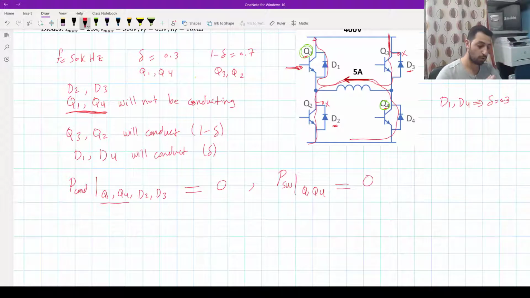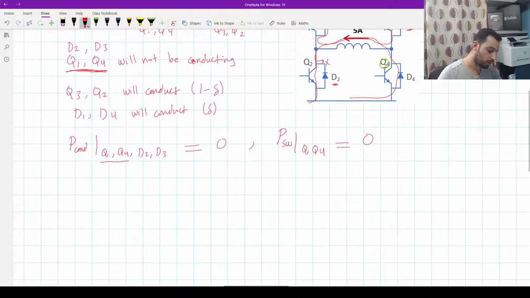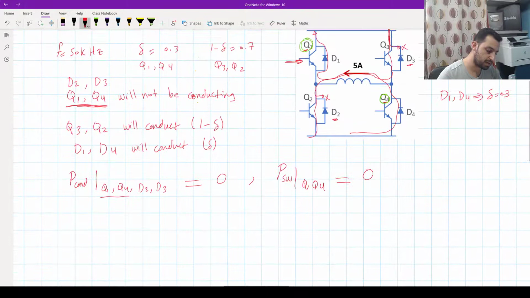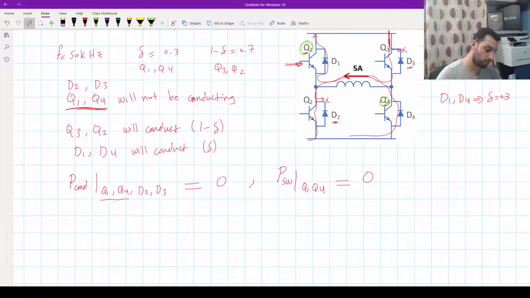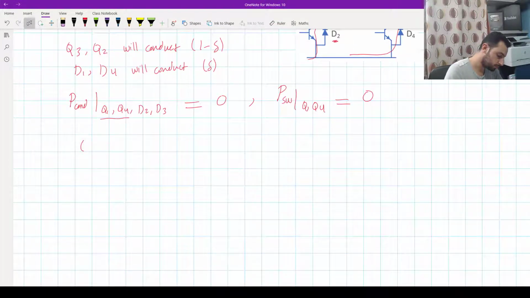Okay, so we finished that, and we decided that because we understood how the current will flow. So now what is the remaining? We have Q2 and Q3. For Q2 and Q3, we have switching losses and we have conduction losses.